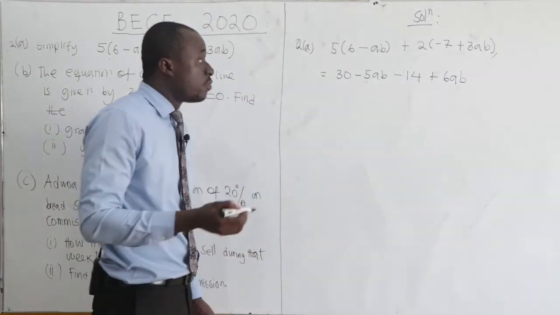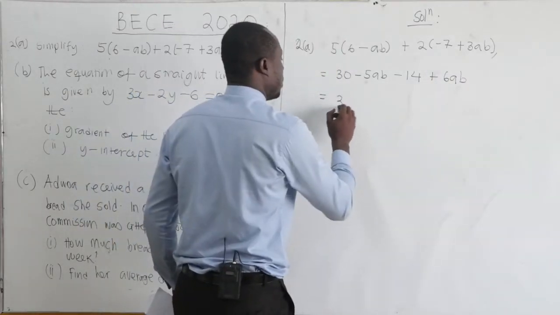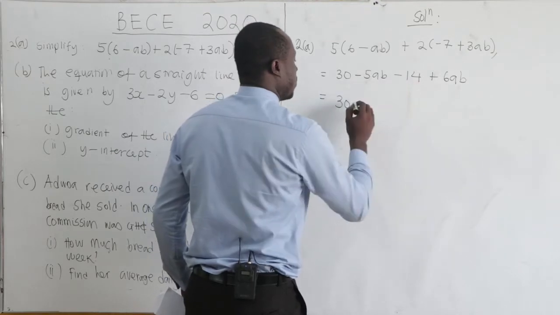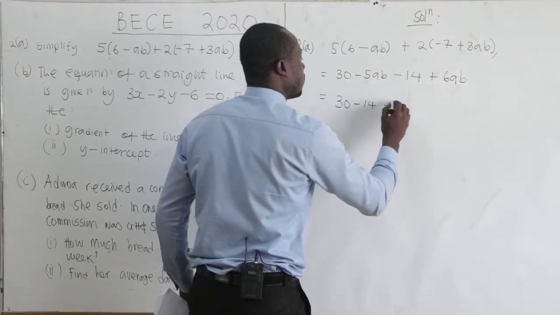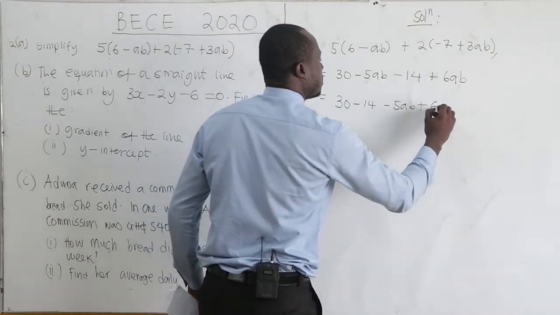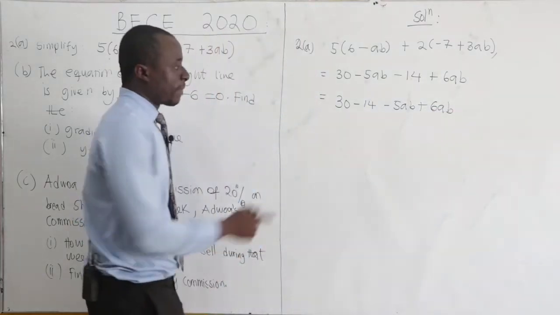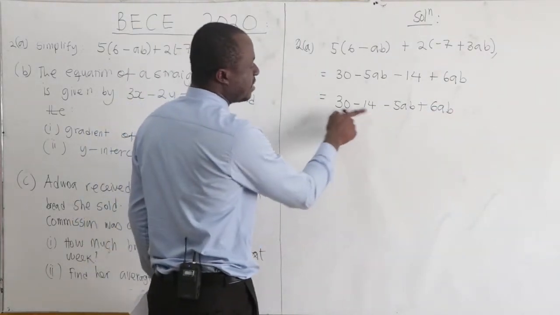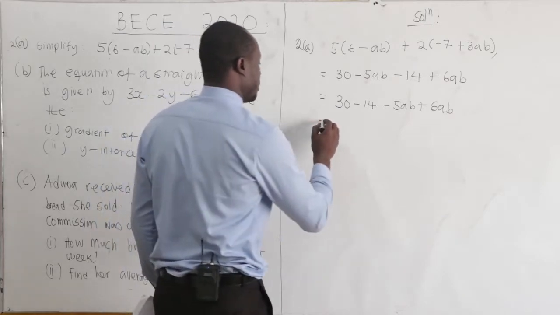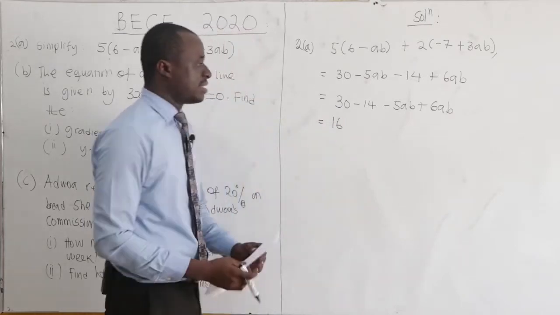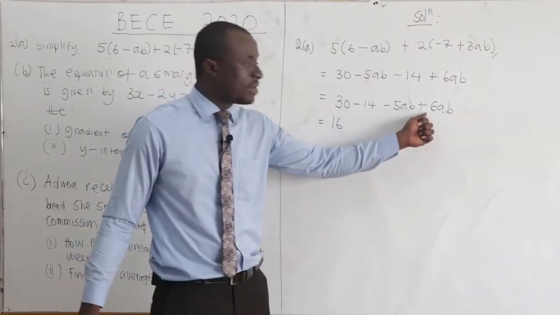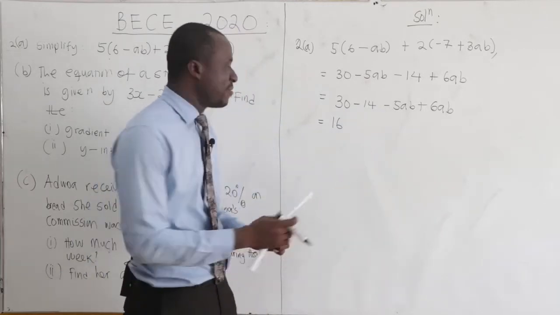From here, we group like terms. So over here we have 30, we have negative 14 minus 5AB plus 6AB. Now, 30 minus 14, this is just 16. Now let's see, negative 5AB plus 6AB, that is just 1AB. So plus AB.